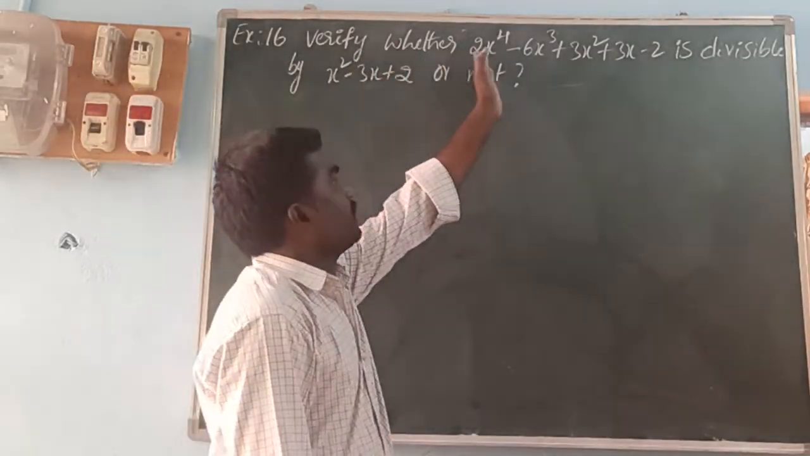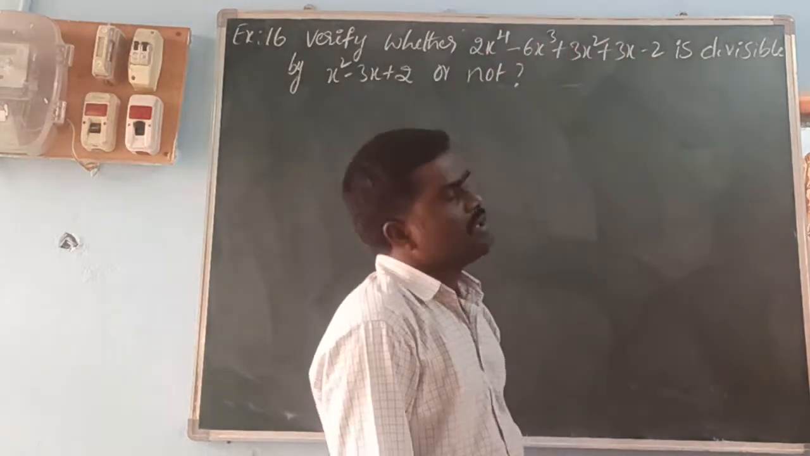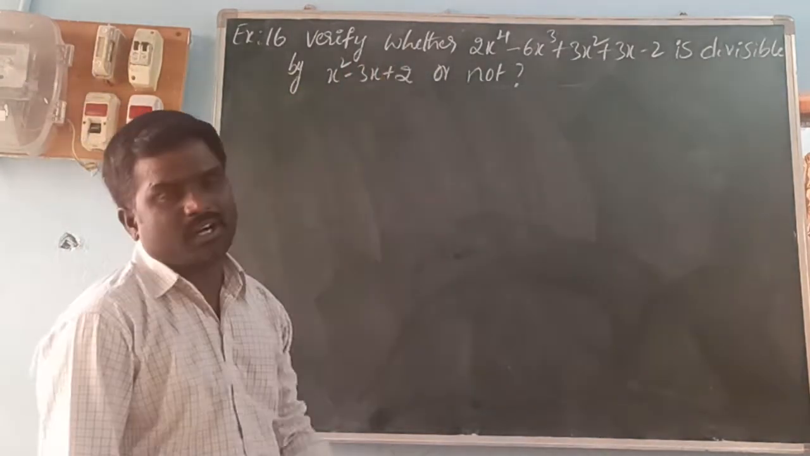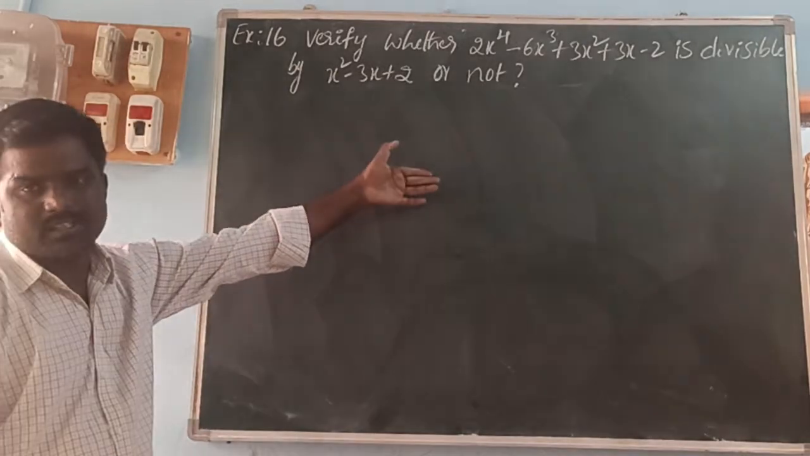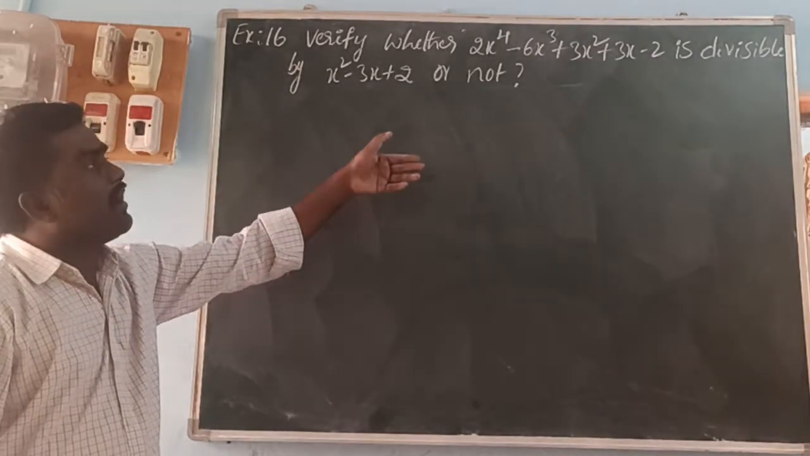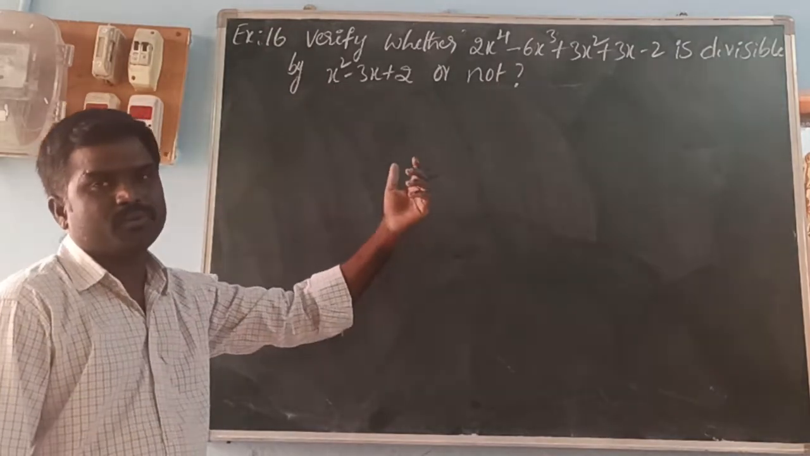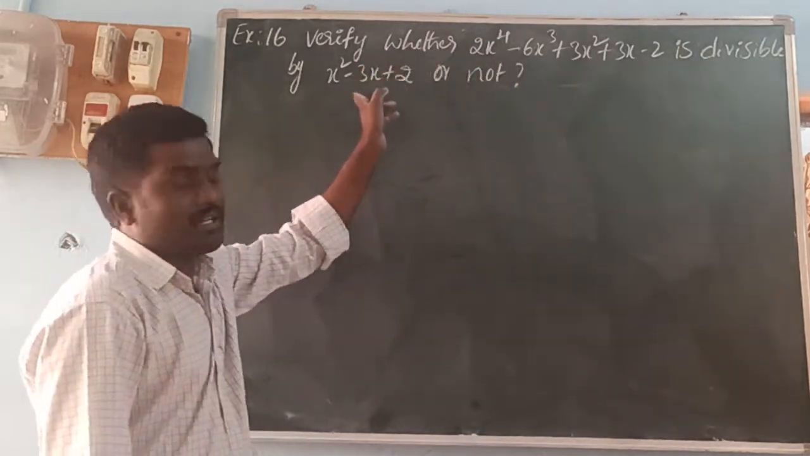Verify whether 2x⁴ − 6x³ + 3x² + 3x − 2 is divisible by x² − 3x + 2 or not. We can do that by the actual division method, or by using the factor theorem. By using the factor theorem, first find the zeros of the divisor. This is the dividend, and this is the divisor.